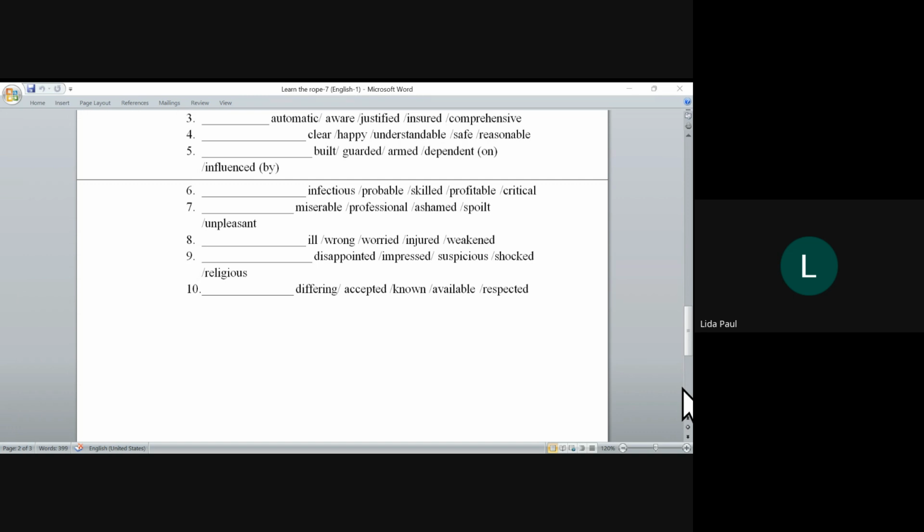And the last one is, of course, what? Widely. Widely differing, widely accepted, widely known, widely available, widely respected, right? So this is how you can build your word.